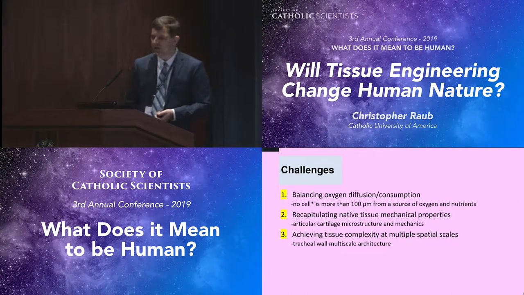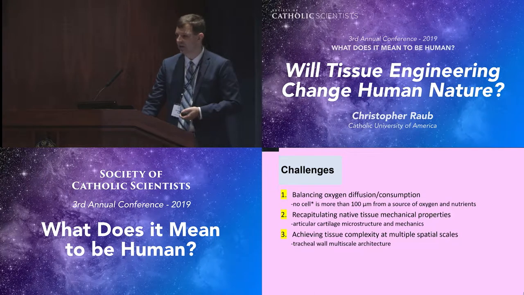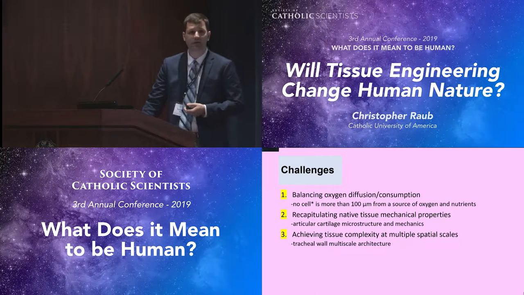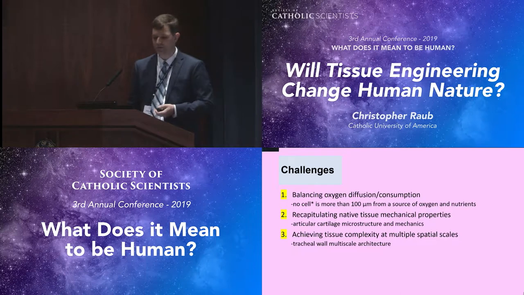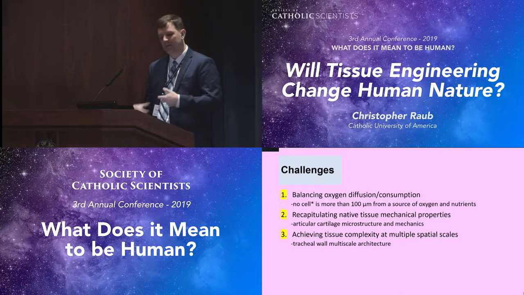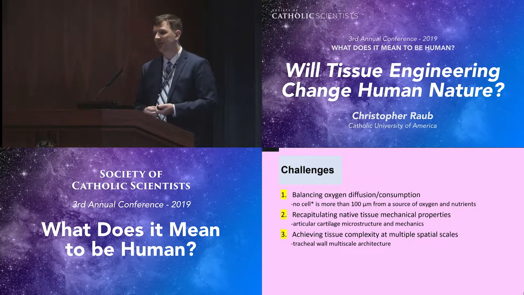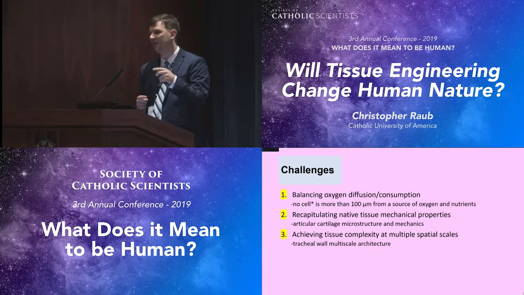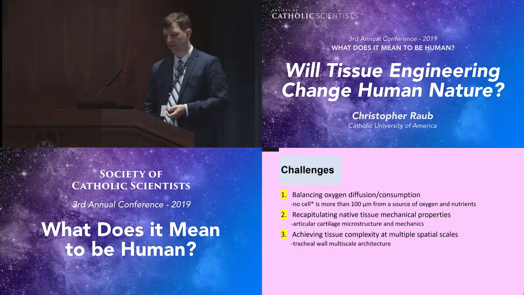So the three challenges that we'll discuss today are, first, balance of oxygen diffusion and consumption in thick tissues. This is the plumbing issue that Megan talked about. In the body, no cell is more than 100 microns from a source of oxygen, from a capillary. But if you do that without having those capillary beds in vitro, the center of the tissue will become necrotic, and you'll only have living tissue on the edge. And that's a significant challenge.